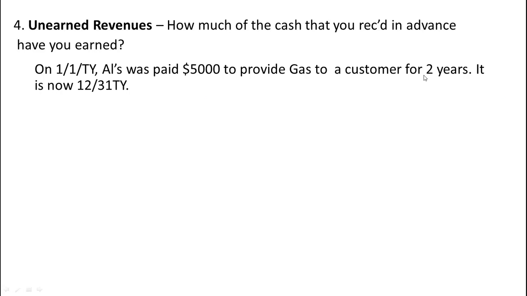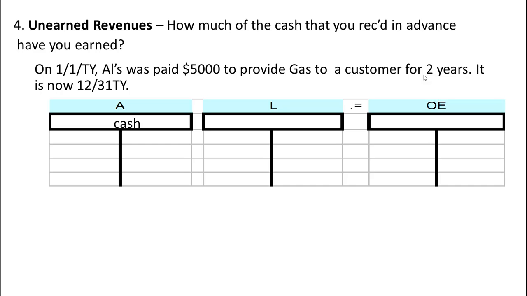So let's record that. There's our accounting equation, and we're going to have cash and unearned revenue involved here, and we're going to take the cash in, $5,000, and we're also going to show this as a liability. And it's a liability at the time we did it on January the 1st because we haven't provided any gasoline yet. So that's what happens. That's the entry of January the 1st.